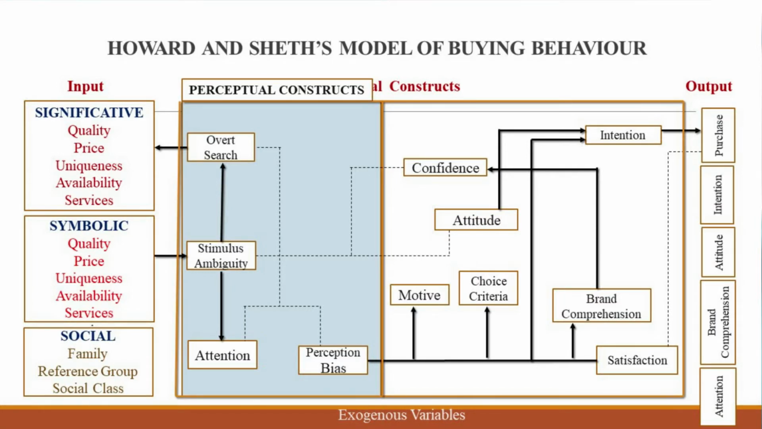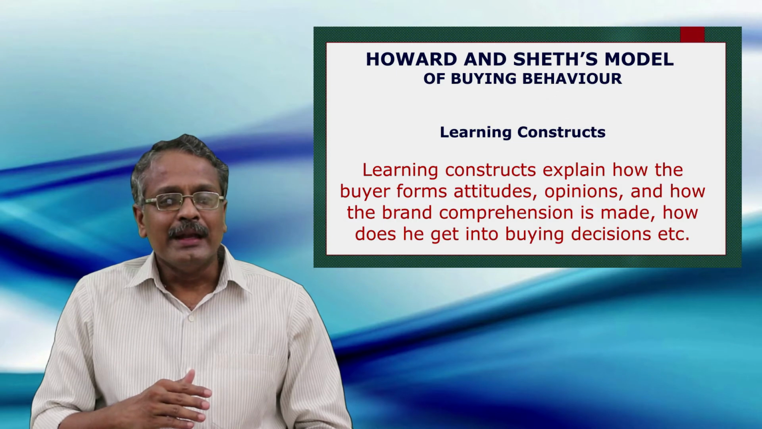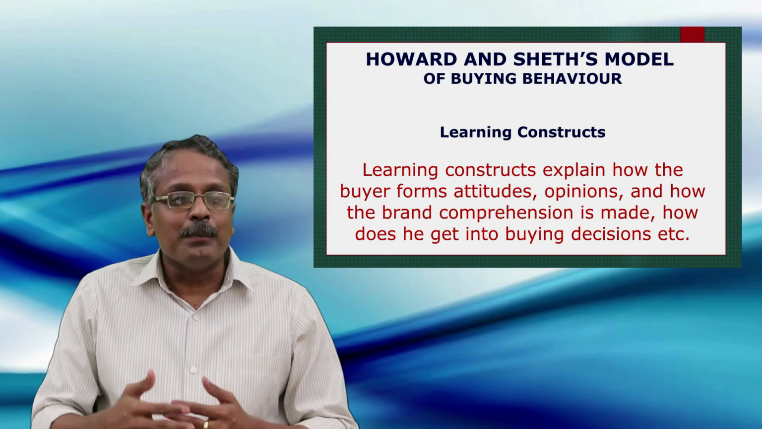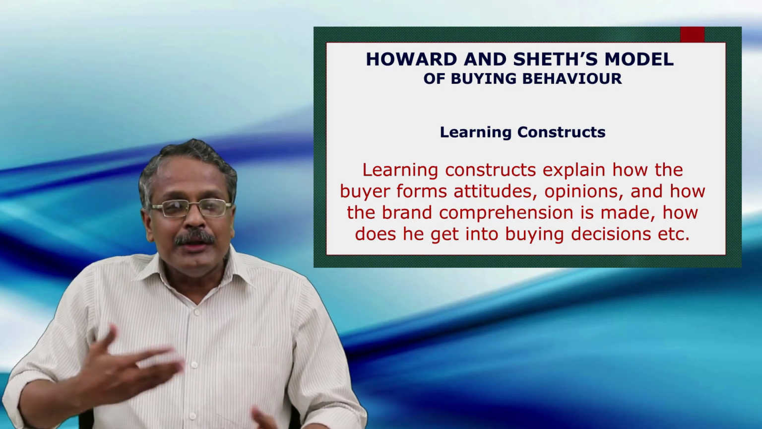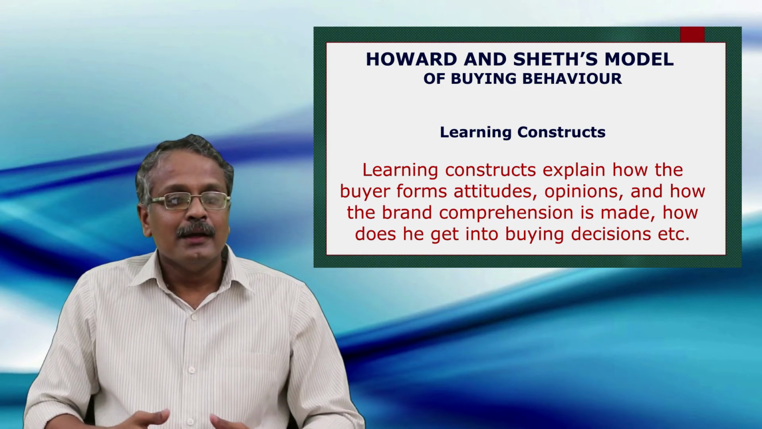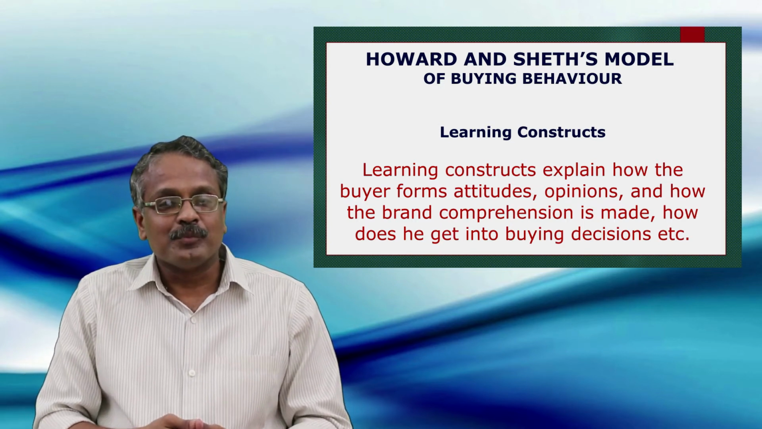Thus, the perceptual constructs are concluded with the formation of perception. Not an impartial perception, but a biased perception. Okay, now we can look at the other side of the mind where learning constructs are formed. Learning constructs explain how the buyer forms attitudes, opinions, and how the brand comprehension is made. How does he get into buying decisions, etc.